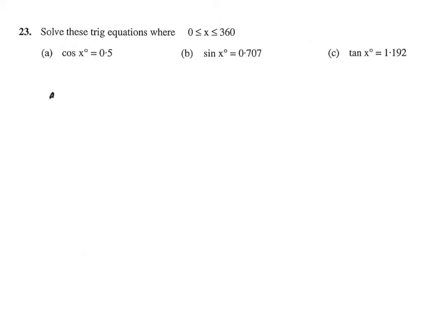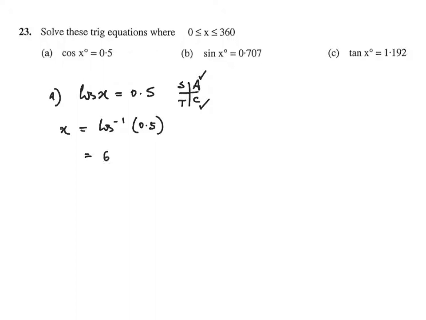So, part A, cos x equals 0.5. First thing to do is to draw a CAST diagram. Now it's a cosine function and it's positive, so we take the quadrants A and C. We can then go straight to the calculator, so it's x equals cos to the minus 1 of 0.5, and the answer is 60 degrees.